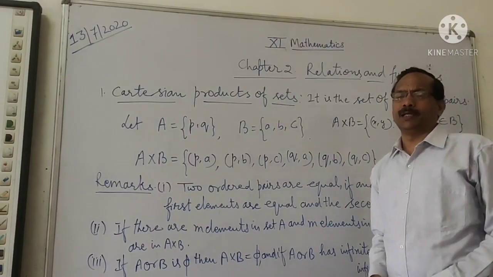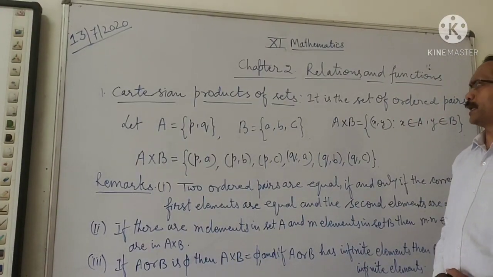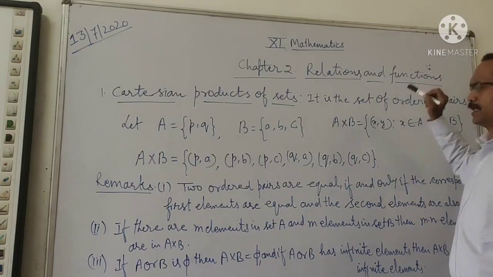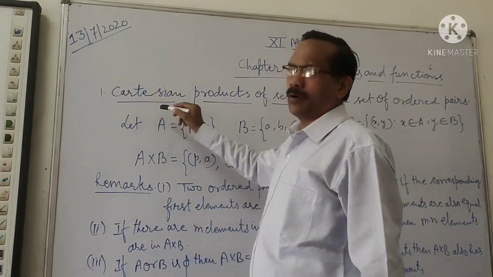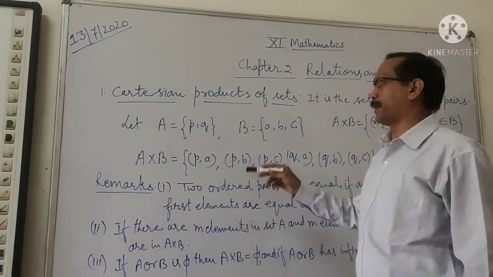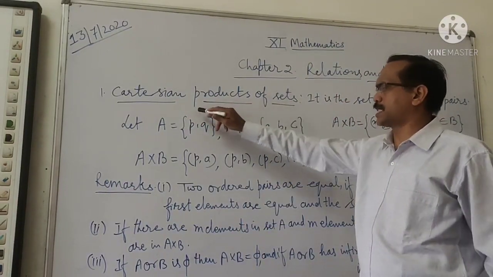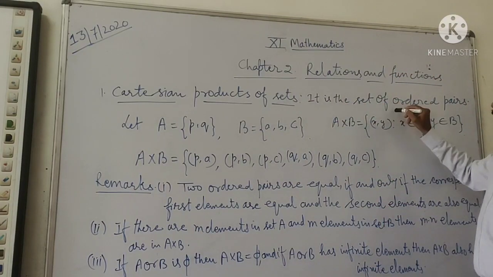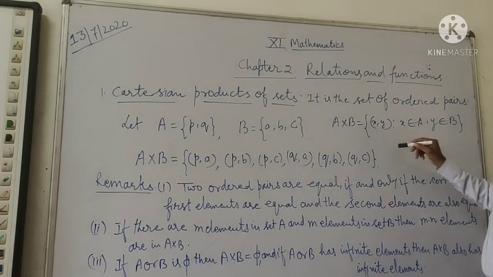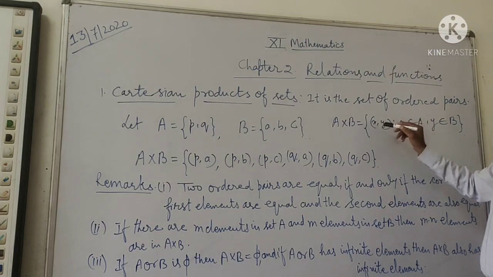After set theory, our next topic is relation and function. It is in chapter 2. Now, in this chapter, the first topic is the Cartesian product of sets. It is the set of ordered pairs. An ordered pair is (x, y), right?